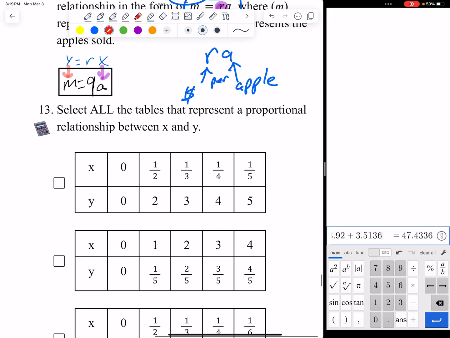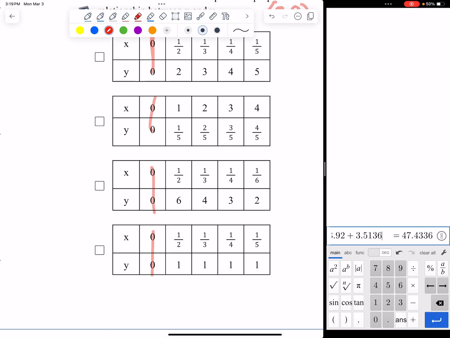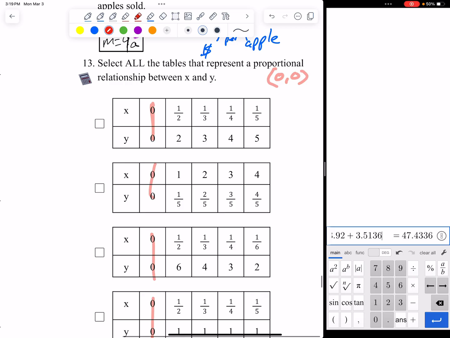All right, moving on. So here's even more practice with tables. What do we know about tables? They have to start at 0, 0. And then the other thing is your R. So in other words, multiplying. Okay, what are you multiplying by to get those? So does that work?